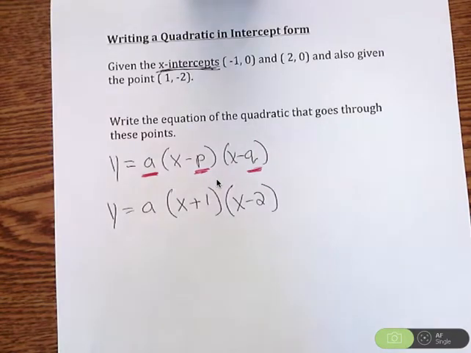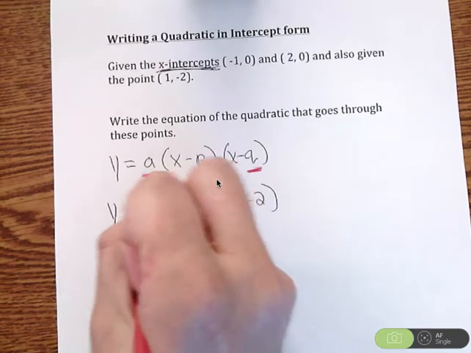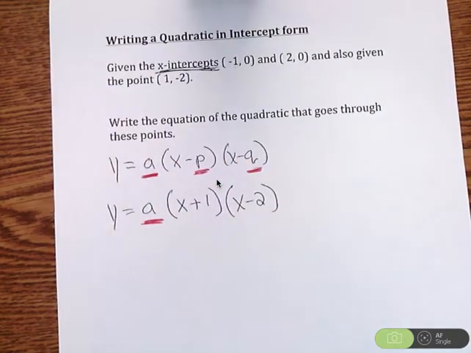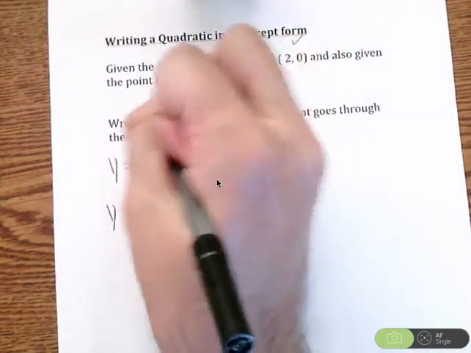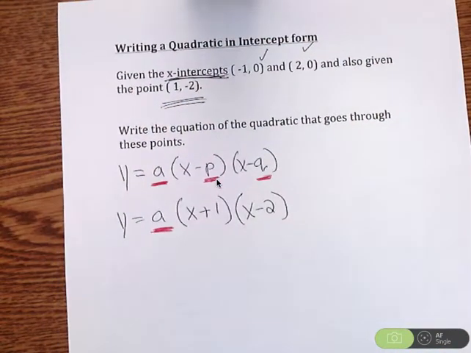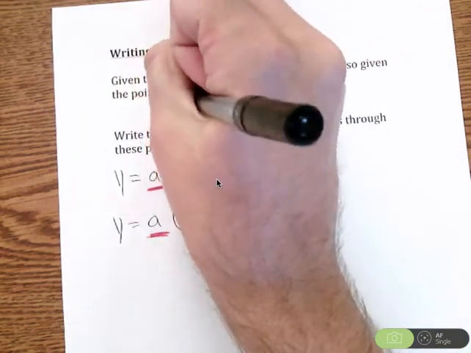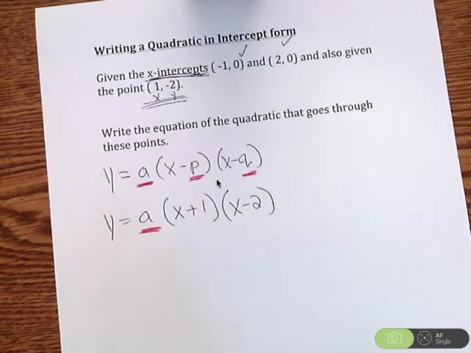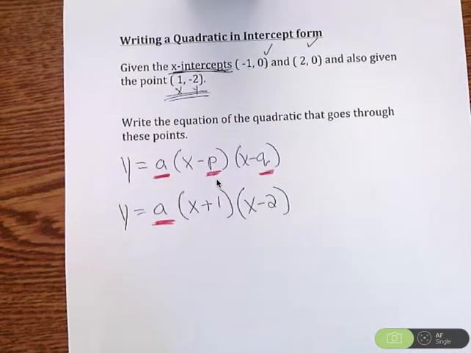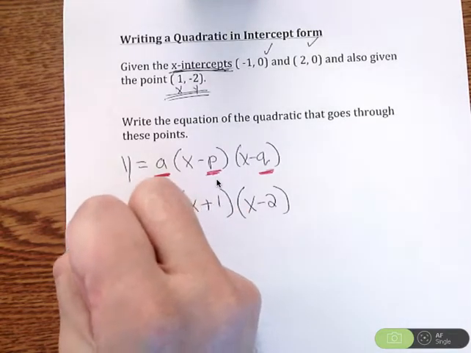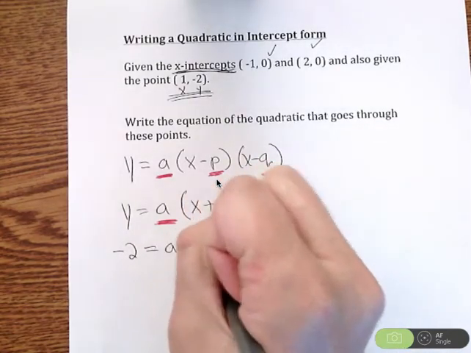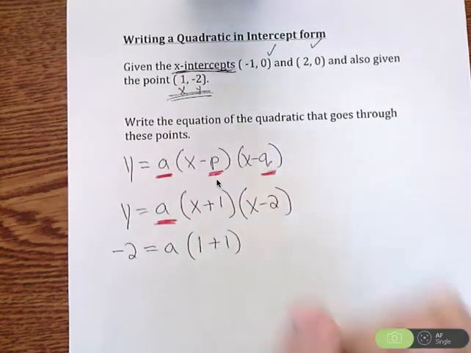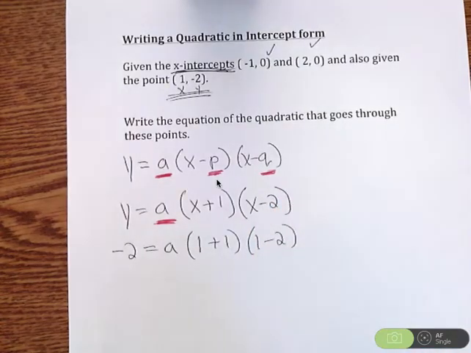Just on that first step, I already know p and q. All that's left is I would like to know what a is. I've used those two points, so the only thing left to use is the point (1, -2). We're going to plug that in for both x and y, and using that, we're going to solve for a, which we still need. So this is going to look like -2 equals a, which I still don't know, times, instead of x, I'm going to have 1, so we have (1 plus 1) and (1 minus 2).